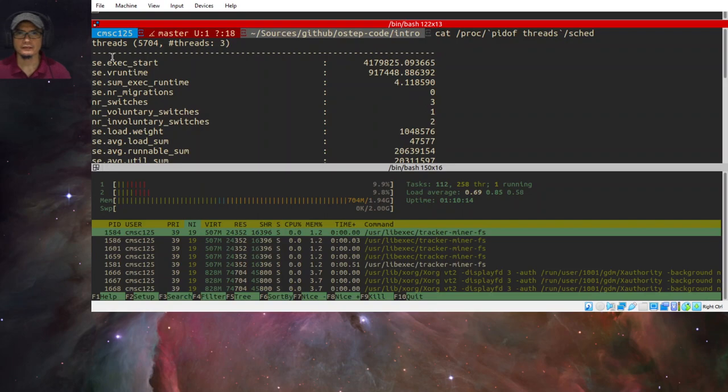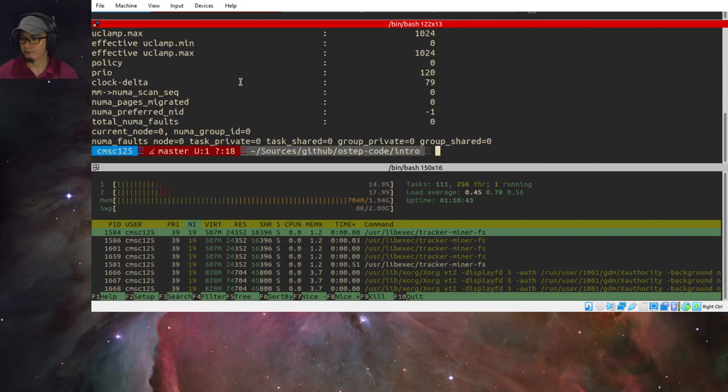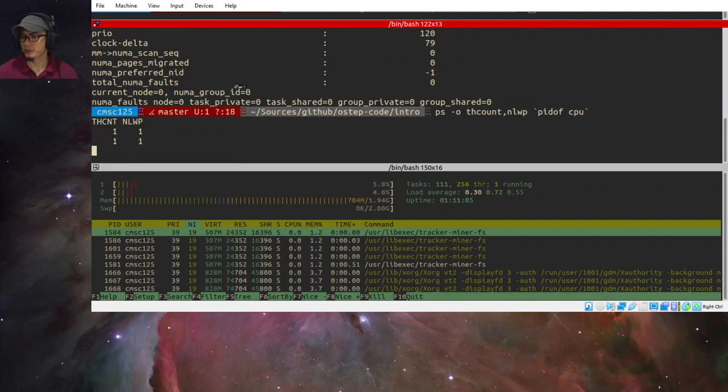So as you can see, this is the name of the process, threads. This is the process ID 5704, and there are three threads. And you can see the other properties here. But the important thing to know is that this process threads actually has three threads. The next thing that we might be interested in is knowing the thread count using the ps command.